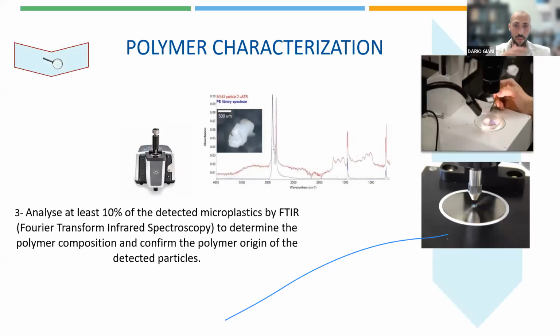The last step of our protocol is the polymer characterization of the microplastic. So we analyze at least 10% of the detected microplastics by FTIR to determine the polymer composition and confirm the polymer origin of our detected particles. I show you an example of a polyethylene spectrum that we found in these white fragment particles.